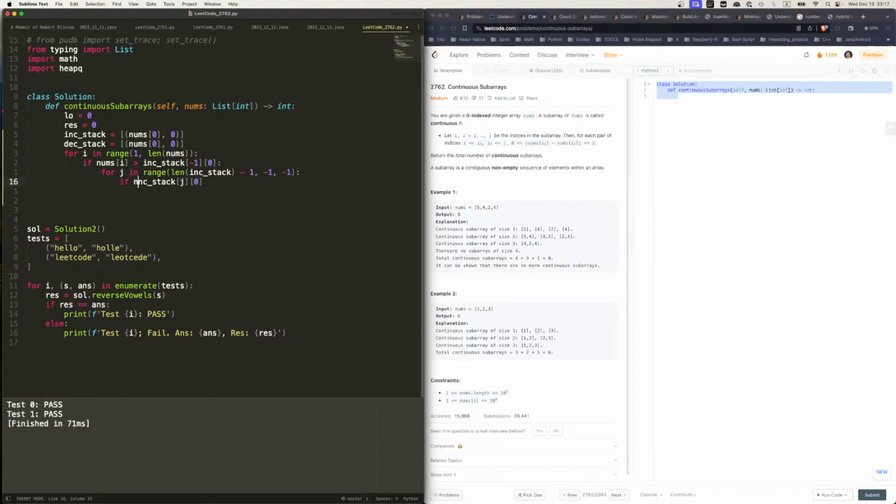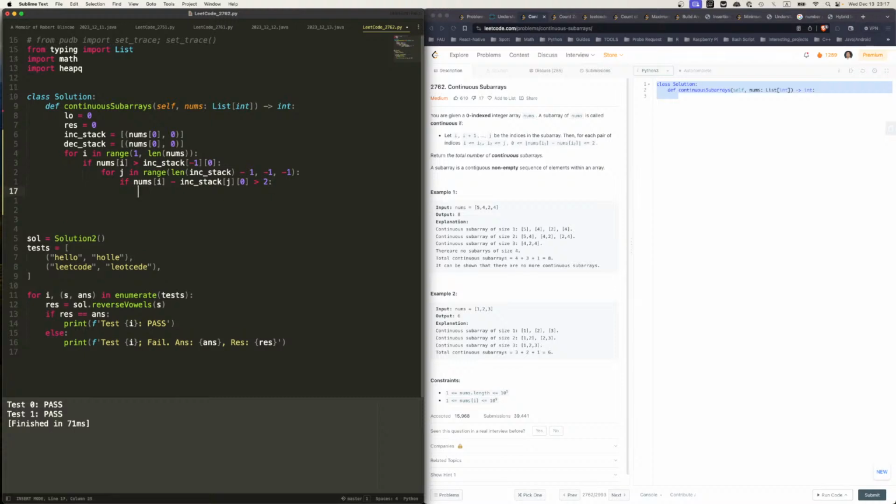If nums[i] minus increasing stack[0] is larger than 2, right? If we find something that's larger than 2, this is when we have to handle this situation. How do we handle it? Well, we know increasing stack j at this position, this is the bad one, right? So this has to be cut out, okay?